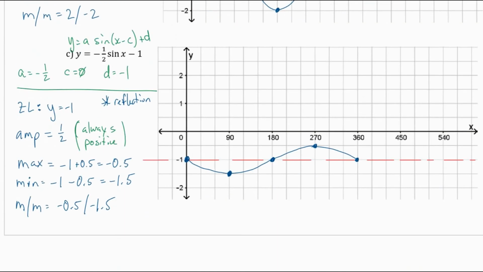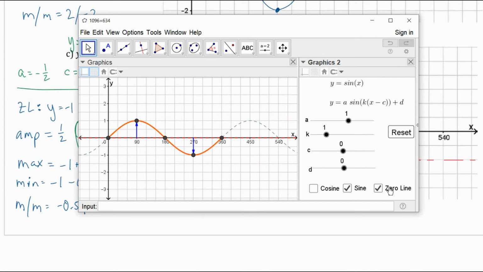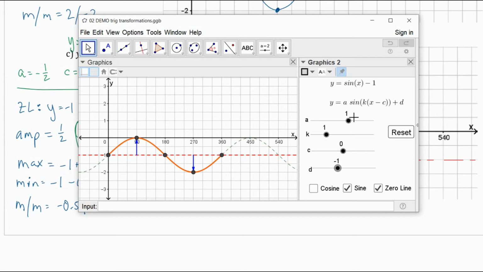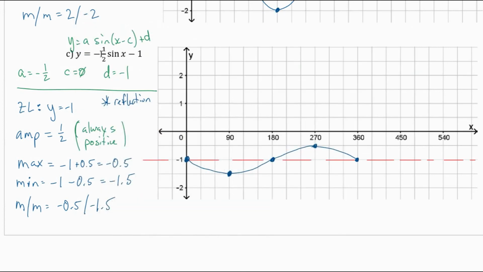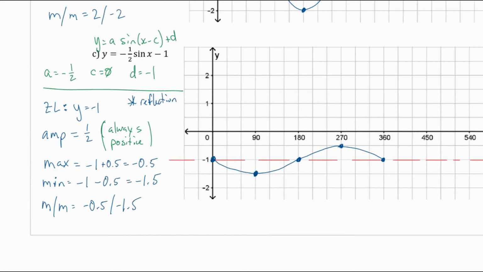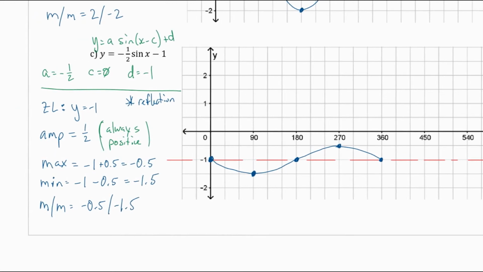Okay, let's take a look at this. I moved the zero line down, I reflected it, and I changed the amplitude to be smaller than it was because it's a half. Negative 0.5 sine of x minus 1. Negative 0.5 or half sine of x minus 1. Same thing. So that is graphing trig functions with a couple of transformations.